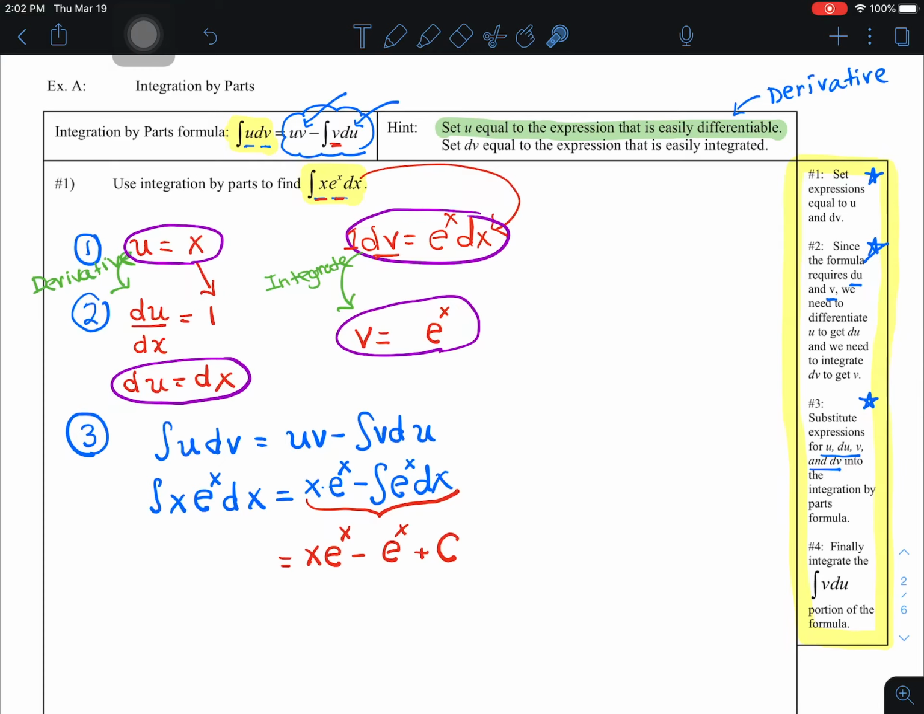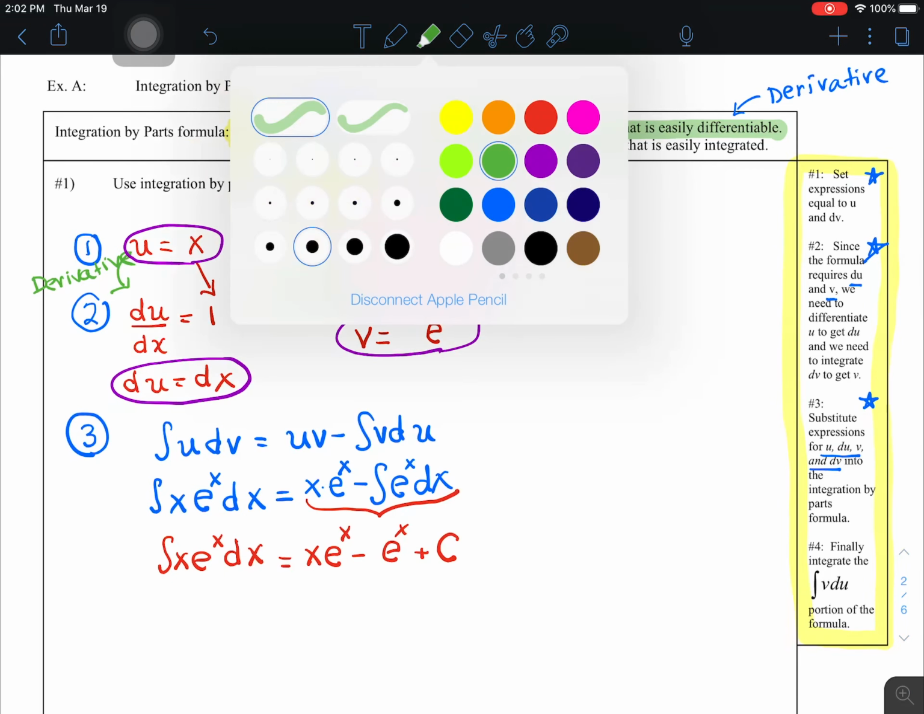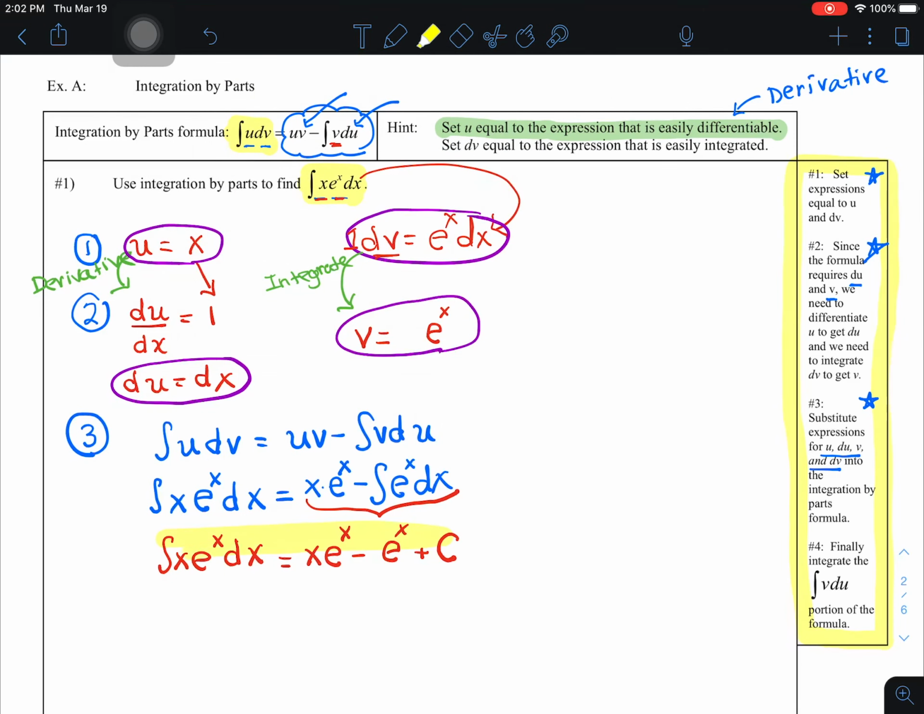Okay, so I'm going to go ahead and label this left side. This is the original problem, and my answer is technically what I have on the right side there. Okay, I know this is weird. I know it feels like it's a lot.